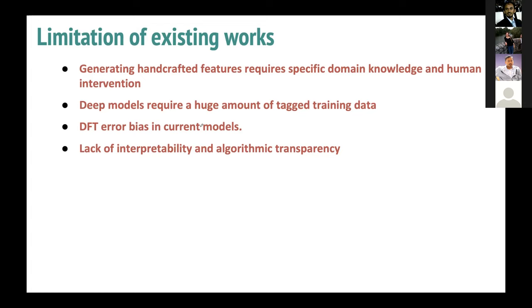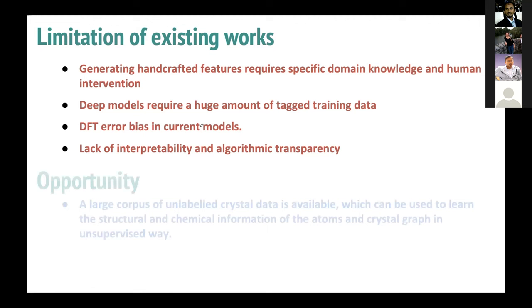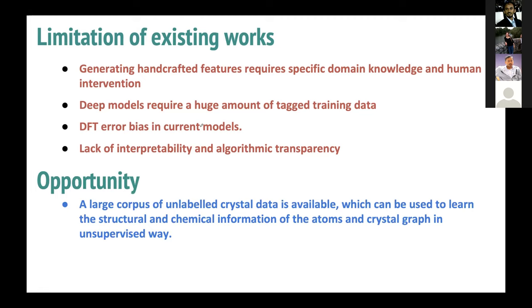And then there is the difficult problem of lack of interpretability and algorithmic transparency, which also needs to be tackled if we really want to help or work with the domain experts of material science. So the opportunity is a large corpus of unlabeled crystal data is available, which can then be used to learn the structural and chemical information of atoms and crystal graphs in an unsupervised way.